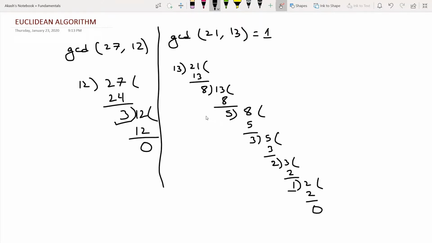This is very long. One thing to notice is that 21, 13, 8, 5, 3, 2, 1, 0, these all form the sequence of Fibonacci numbers. So two consecutive Fibonacci numbers is the worst case for Euclid's algorithm. I will discuss that later. But first, let's jump to the implementation part.